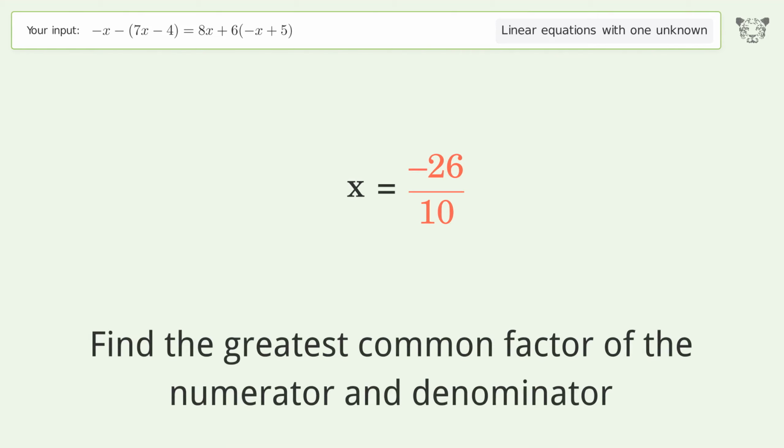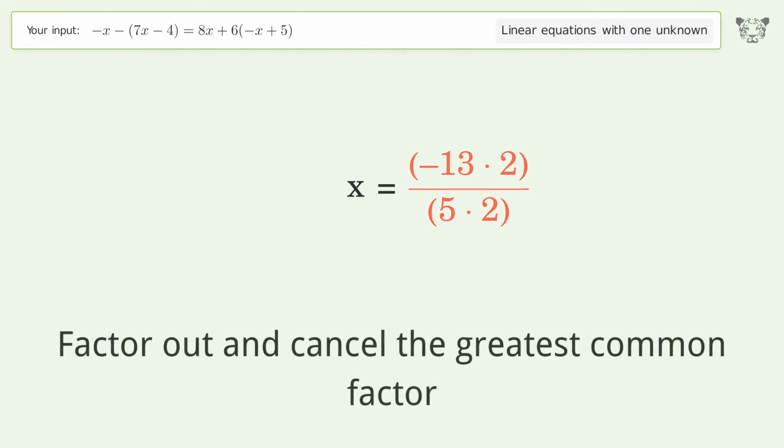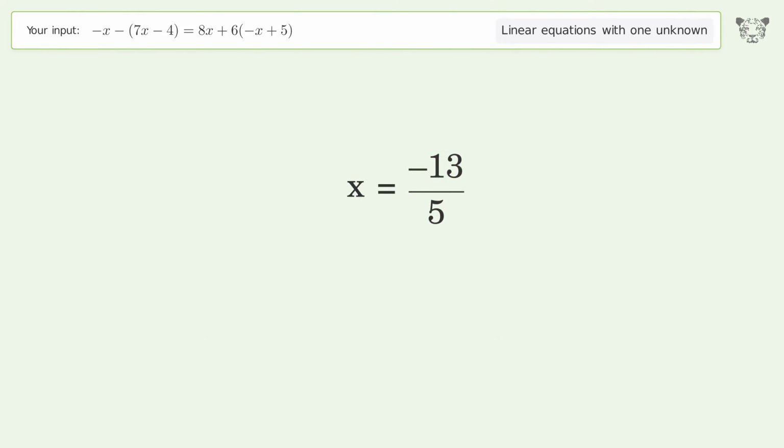Find the greatest common factor of the numerator and denominator. Factor out and cancel the greatest common factor. And so the final result is x equals -13/5.